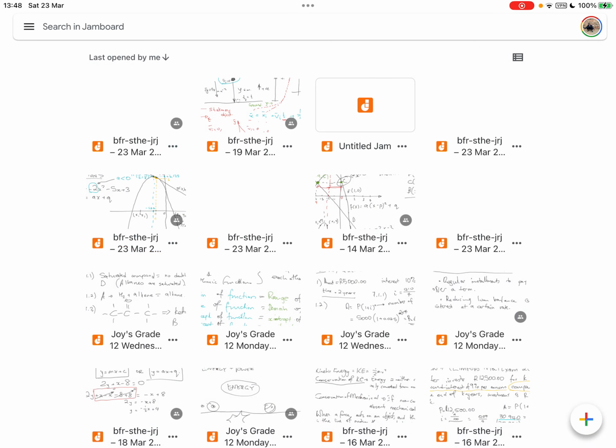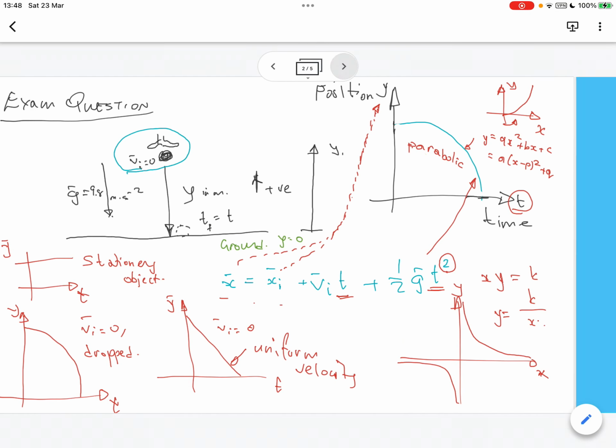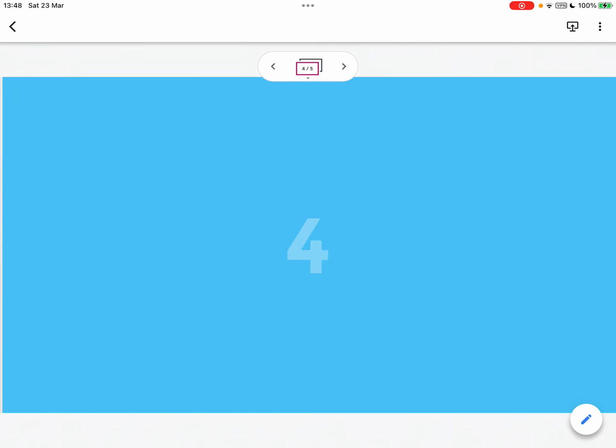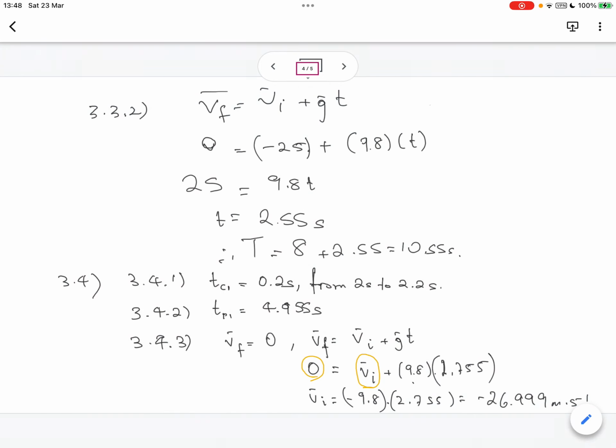Did we get the same answer in the first Jamboard? I just want to see. But I know it was 27 or 26 or something like that. Because it looks like here we got 26.999. But let's just see the answer. Okay, so the answer must include a negative. Why do we get 27 point something? Because last time we got negative 26.999, from 9.8 times 2.755.